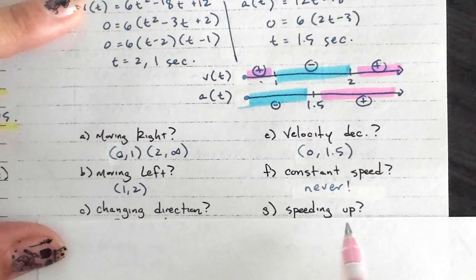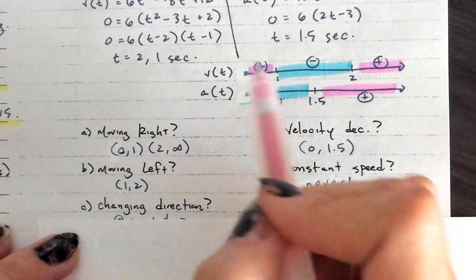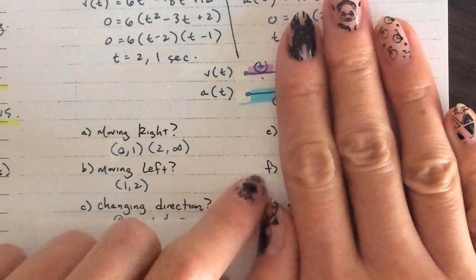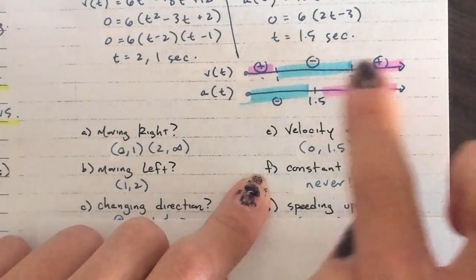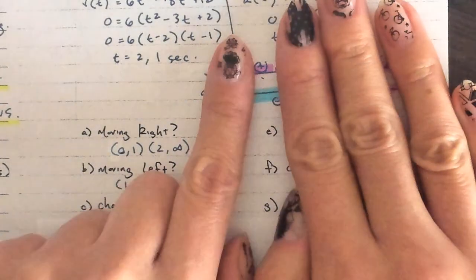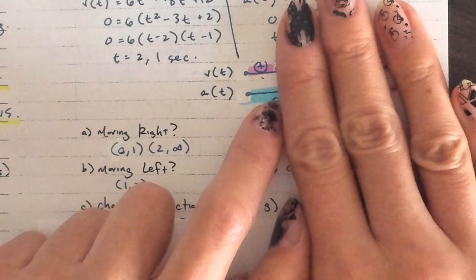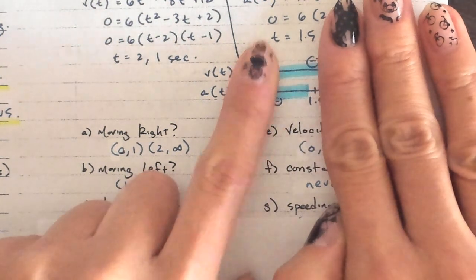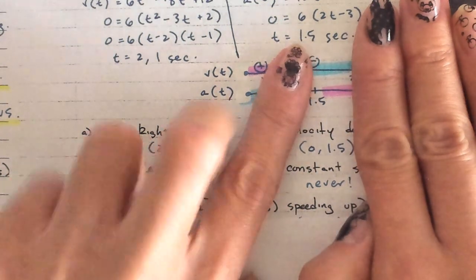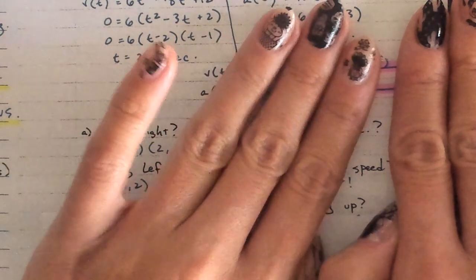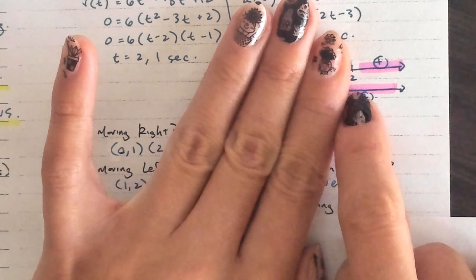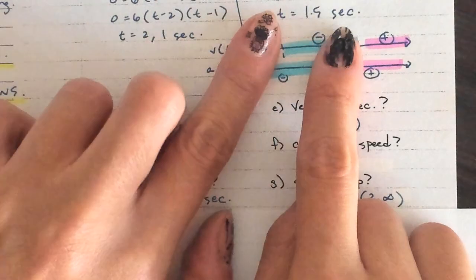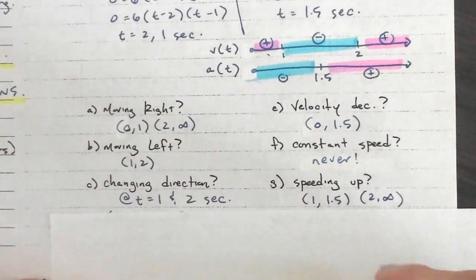When am I speeding up? This is a good question. Speeding up is when velocity and acceleration are the same sign. So this is what you do. You look at it and you go, oh, this is why this is pink and this is blue. So I color-coded it to make it easier for myself. Different colors, I'm slowing down during this section. Same colors. Okay, between 1 and 1.5, I'm speeding up. Different colors, I'm slowing down between 1.5 and 2. Same colors, I'm speeding up between 2 and infinity. So that's where I'm speeding up. I'm speeding up between these two and between these two.